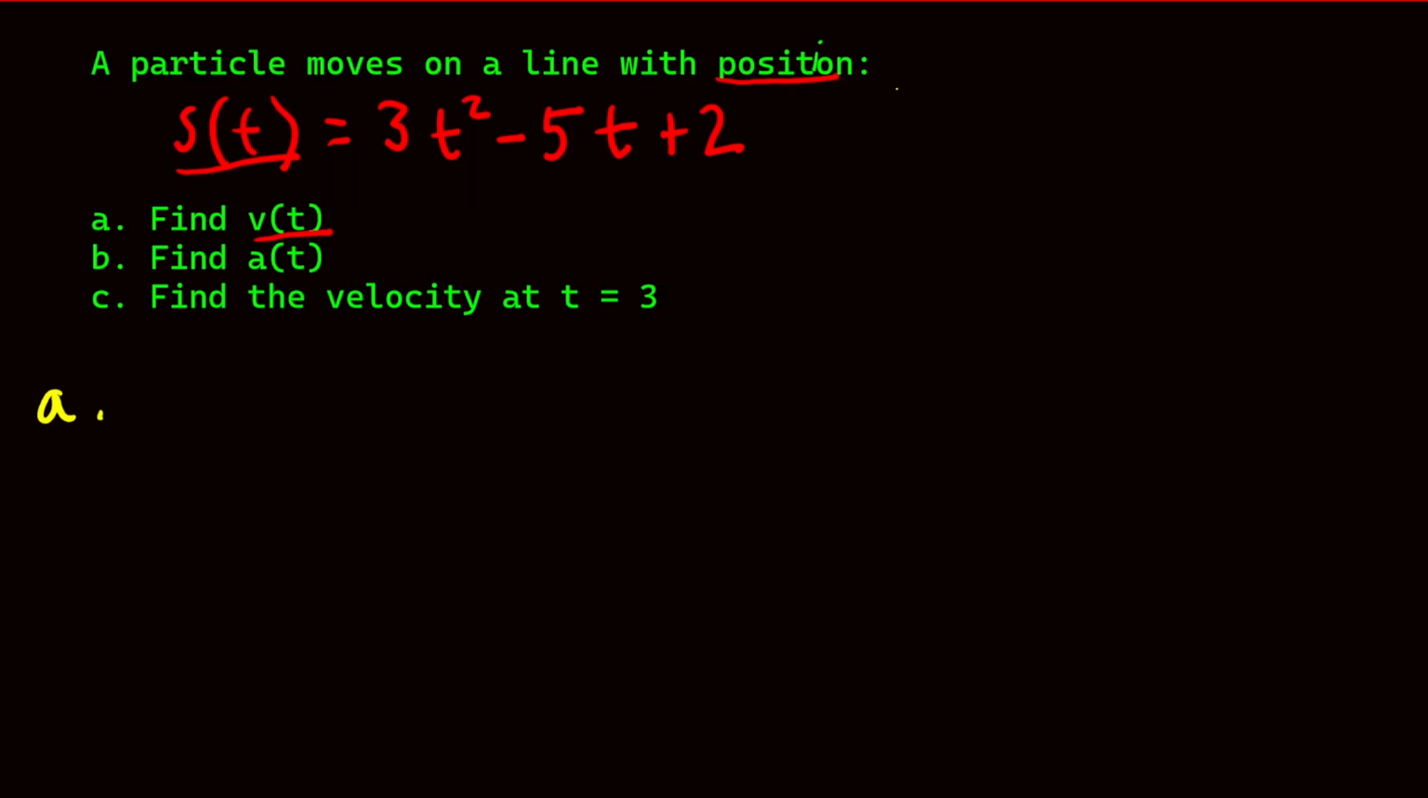We just said that velocity is the derivative of the position function, and this is the position function. They gave us the position right here. So all we have to do is take the derivative of s of t. So v of t would be 6t minus 5.